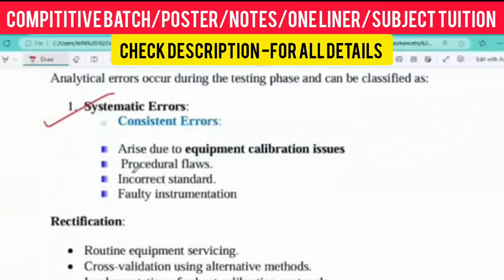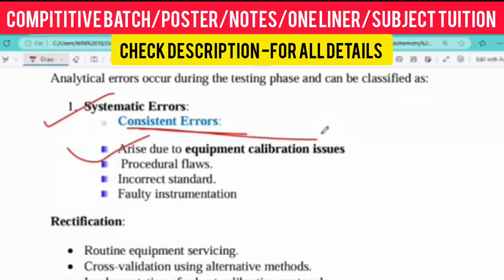Systemic is called a consistent error. Systemic error does not occur suddenly. Systemic error is persistent. It should be present in a consistent way. Whenever there is any kind of systematic problem, there might be a problem in your instrument, in your procedure, or in your standard, or you might be using another instrument for doing this kind of test. These kinds of errors are all under systemic.